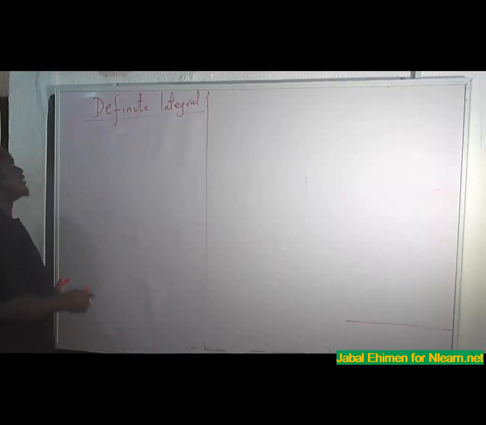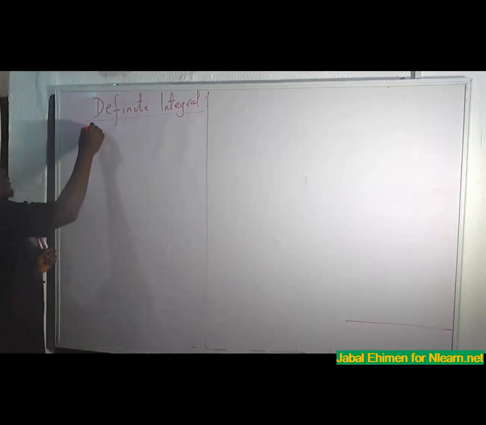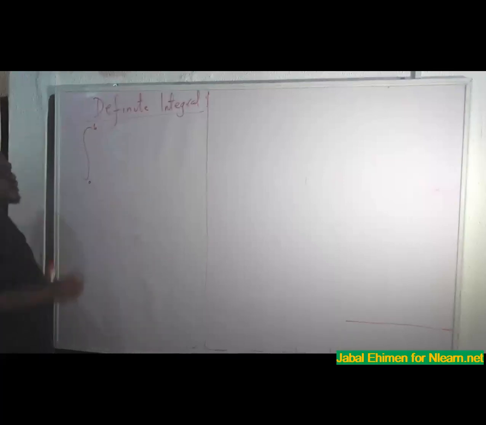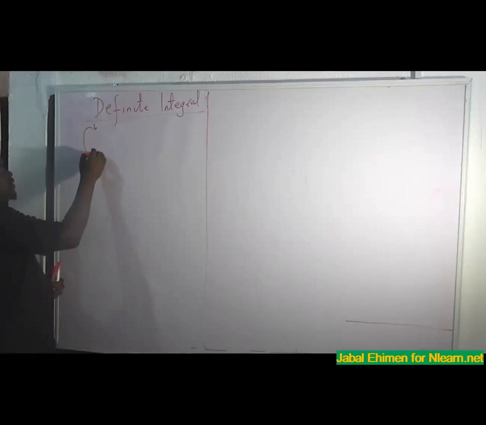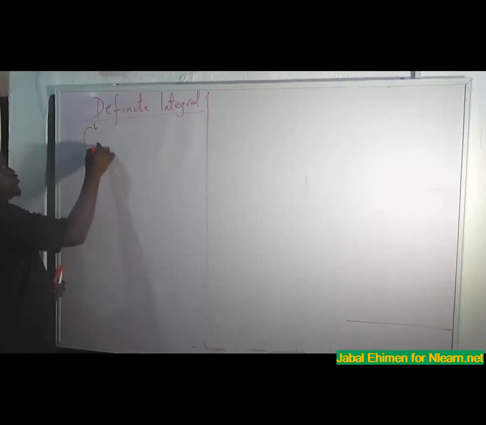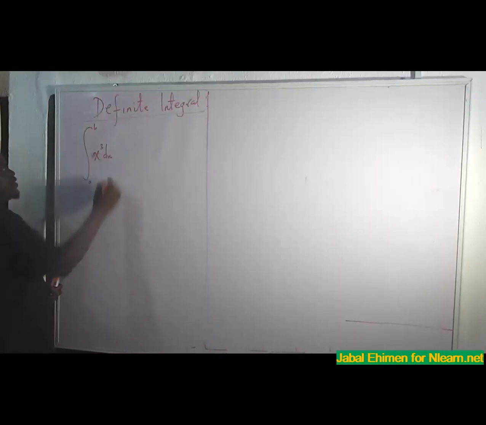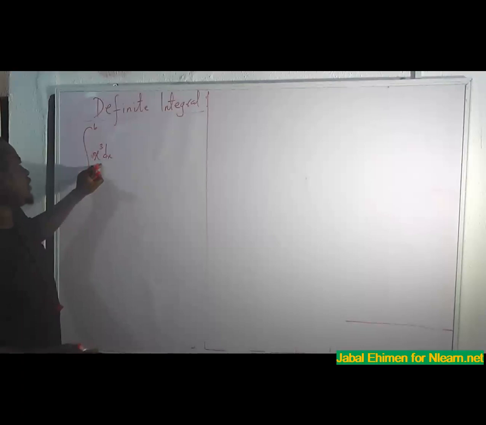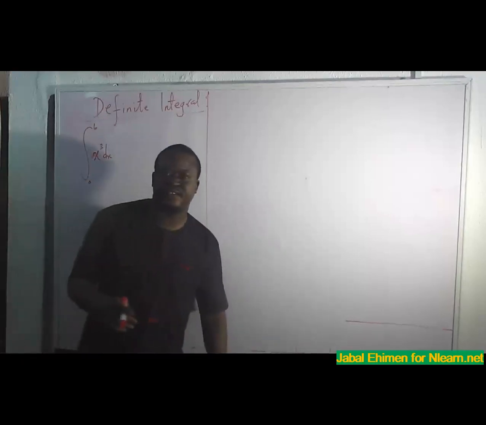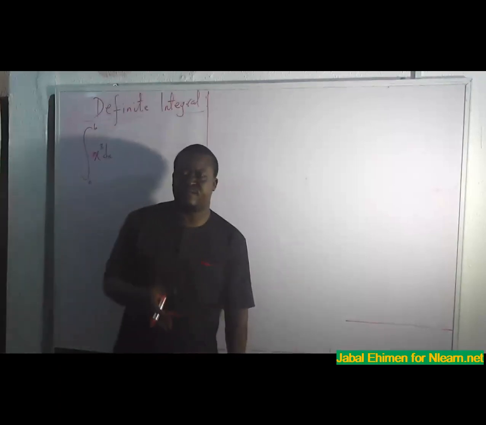I'll have something like this. If, for example, you have a statement like this, you have B and you have A, and you have x cubed dx. This statement you see out here, this A and B, they are called the definite values. They are the definite values.